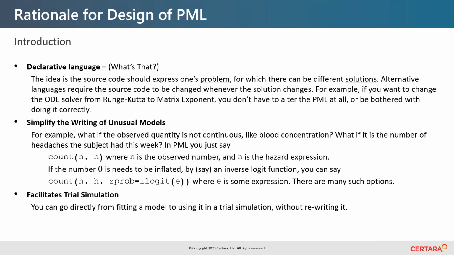And if you need to include a zero inflation like they sometimes do, that's also something you can easily add by just saying that the zero probability is the inverse logit of E, where the logit is a mathematical function and E is some expression. And the nice thing about logit is that it's between 0 and 1, so it's a great probability. And if you fitted a model using NLME, then you can just take it and use it directly in a trial simulation without rewriting it.